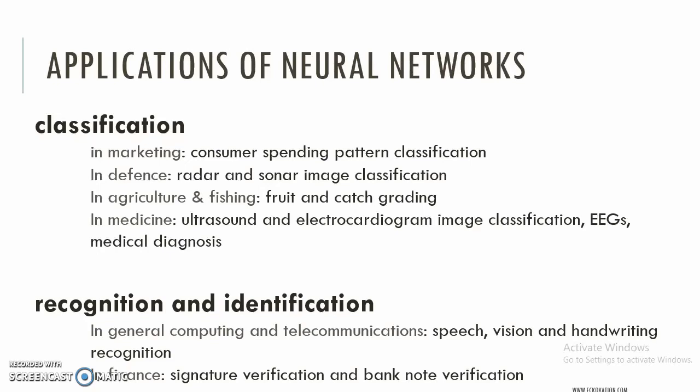In recognition and identification, in general computing and telecommunication, we do speech, vision, and handwriting recognition. This is one of the patterns we follow in recognizing. In finance, we do signature verification and bank note verification. There are a lot of algorithms nowadays that easily understand whether a particular signature belongs to a particular person or not. We use this same neural network algorithm and define accordingly. This is the part of neural networks that we follow, and that's how we proceed.